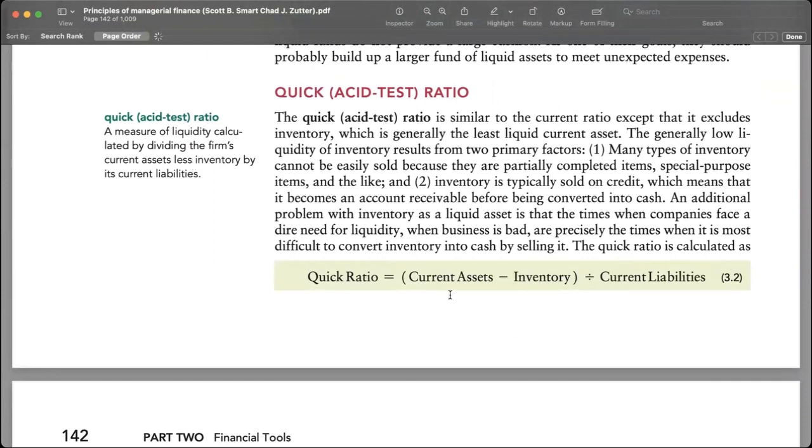In case of quick ratio, you are dividing by the same thing, current liabilities, but the numerator is not simply current asset. It is current asset minus inventory. You are excluding inventory from the current asset. Why? Because you think that inventory does not provide sufficient liquidity. Probably because your company has more inventory that cannot be easily converted into cash.